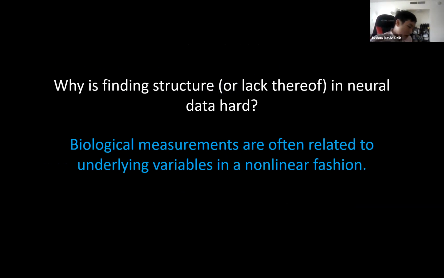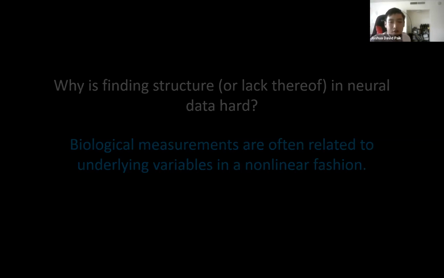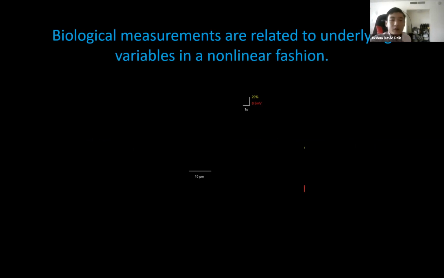One of the reasons it's hard is that oftentimes, with biological measurements, the data we're getting doesn't have an exactly one-to-one relationship, or isn't linearly related to the underlying variable. That would be the best, right? Oftentimes it's nonlinear. An example of this comes in calcium imaging. So what is calcium imaging?